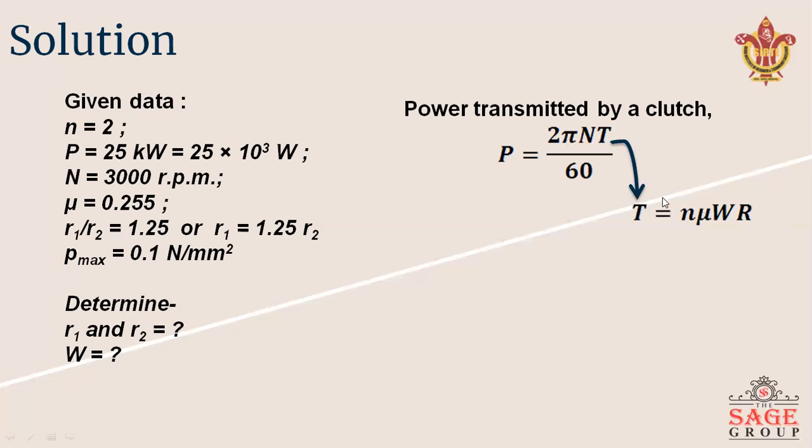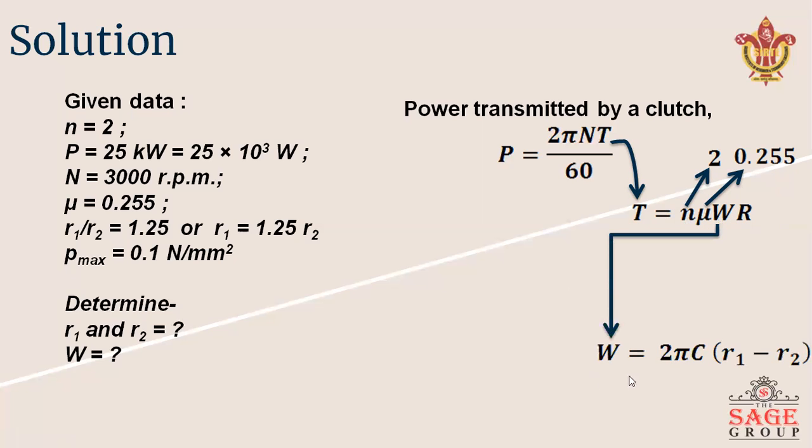So now we have the value of T, and N equals 2. You can see here the given data, and it is also written here that N equals 2 and mu equals 0.255, also given. Now we have to calculate the value of axial load or axial thrust. So now axial thrust W equals 2 pi C (r1 minus r2). We have already derived this equation during the derivation.